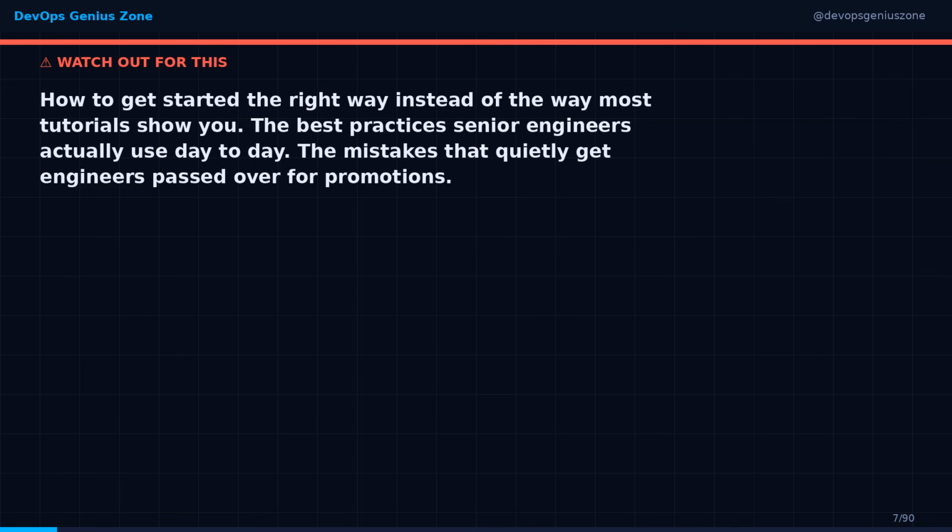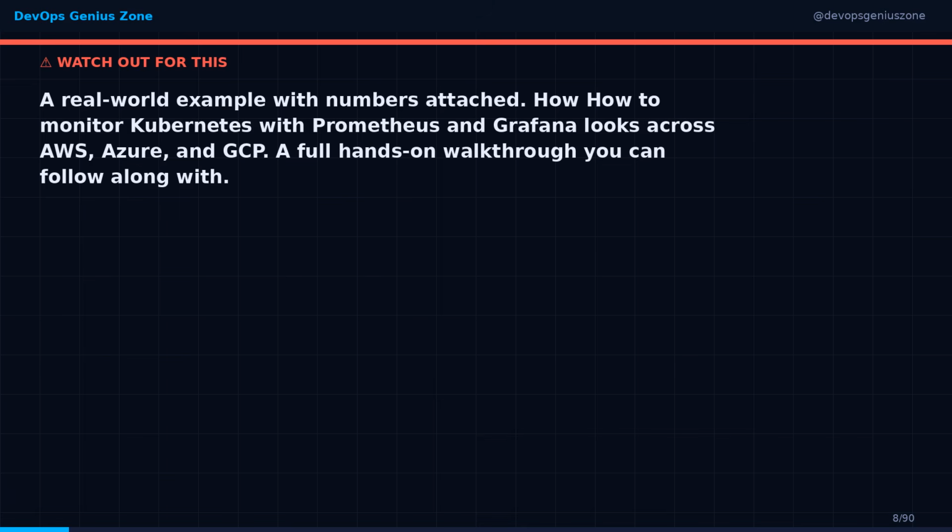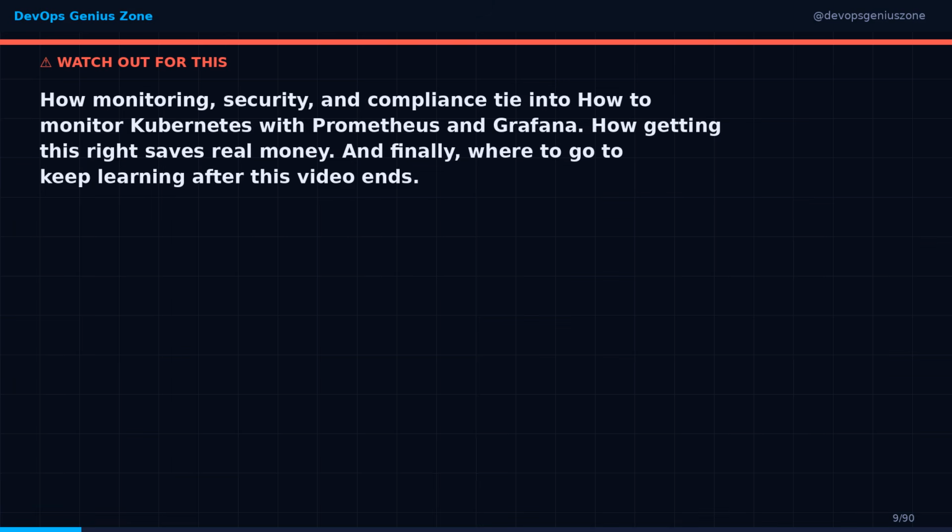A real-world example with numbers attached. How monitoring Kubernetes with Prometheus and Grafana looks across AWS, Azure, and GCP. A full hands-on walkthrough you can follow along with. How monitoring, security, and compliance tie into it. How getting this right saves real money. And finally, where to go to keep learning after this video ends.